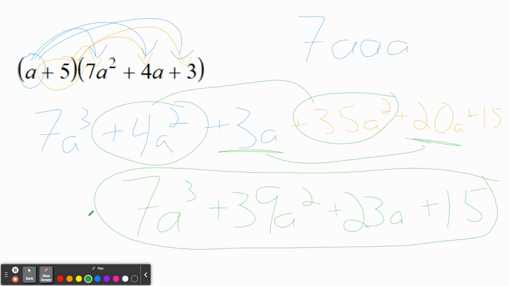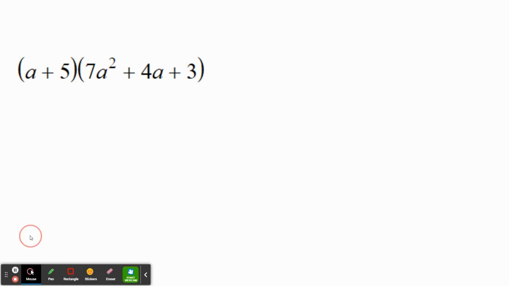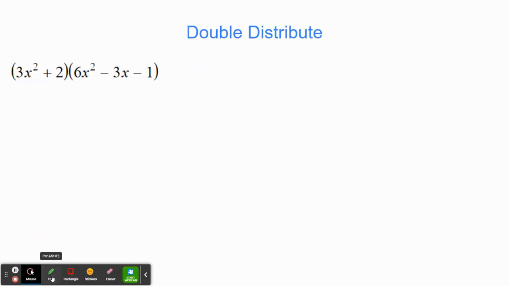Simplified version here. Let's take a look at a little bit harder example. Hopefully you got that. Here we go. Remember, we've been calling this double distribute. If you prefer FOIL, that's fine. We're also going to do box method a little bit later. For now, I'm going to continue to double distribute. I'm going to take that first value and distribute it to each term here. I also heard Tom call it the rainbow version because there are lots of fun little lines there.